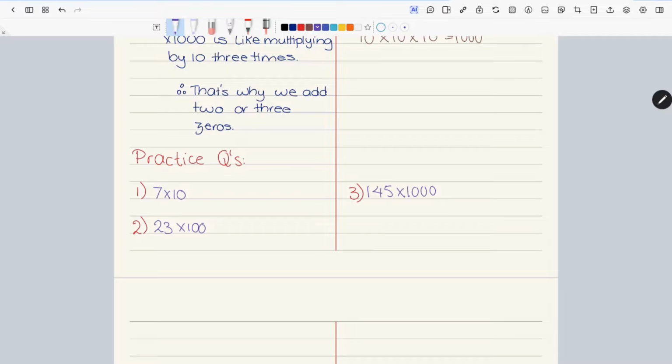Make sure you do this and put your answers down below in the comments, and I hope this video has helped you understand how to multiply by 10, 100, and 1,000. Remember, it's just adding the zeros.